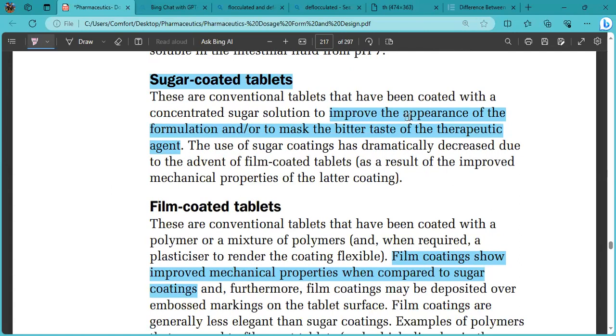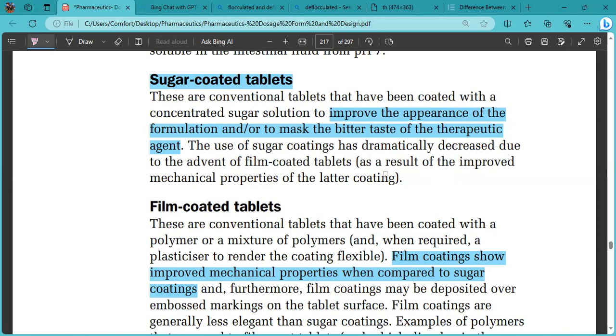So the sugar coated tablets were coated in a concentrated sugar solution as a means of improving the appearance of the formulation and also masking any bitter or unpleasant taste of the actual therapeutic agent. However, these sugar coatings have decreased in preference to the film coated tablets. This is because the film coated tablets have much better mechanical properties. And two, you would want to avoid sugar coated tablets when you're administering diabetic medication.